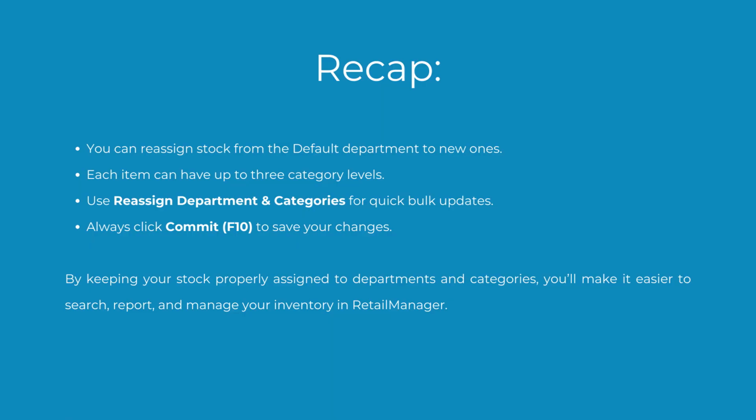Let's recap what we've learned. You can reassign stock from the default department to new ones. Each item can have up to 3 category levels. Use Reassign Department and Categories for quick bulk updates. Always click Commit to save your changes.